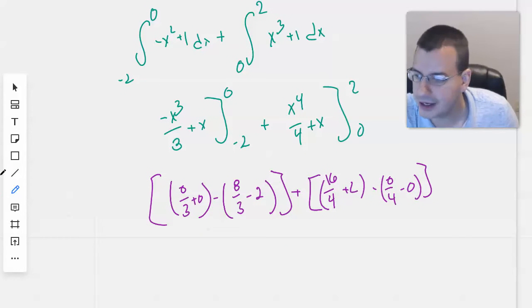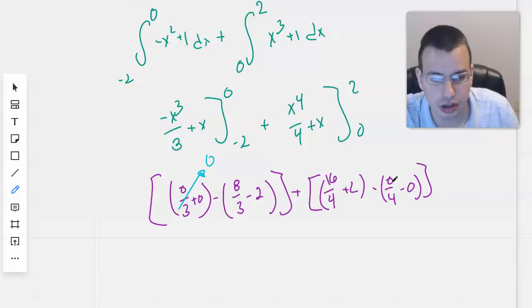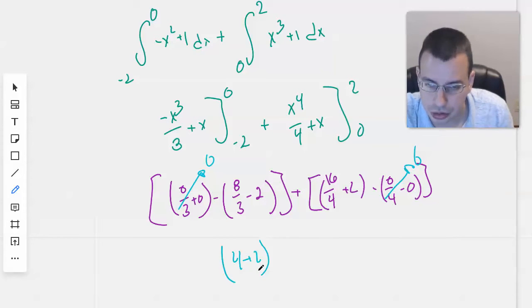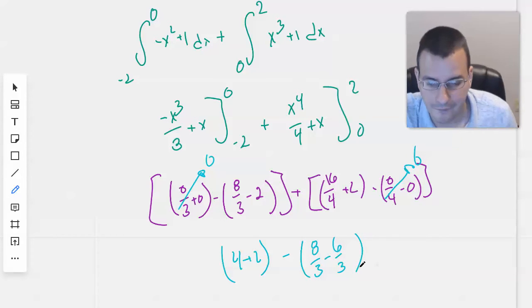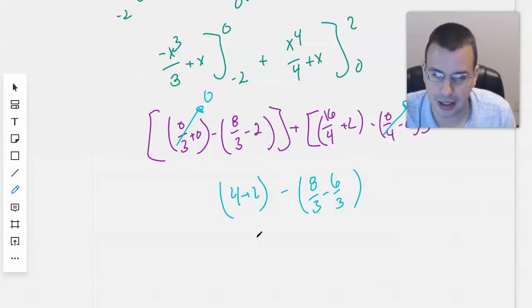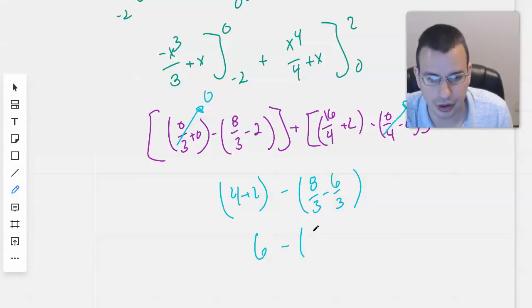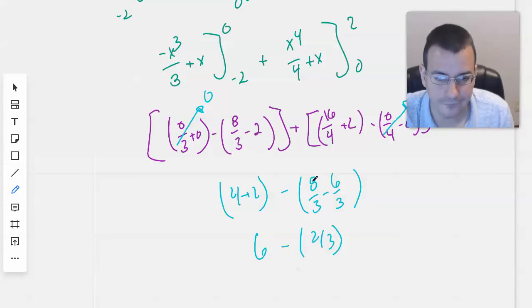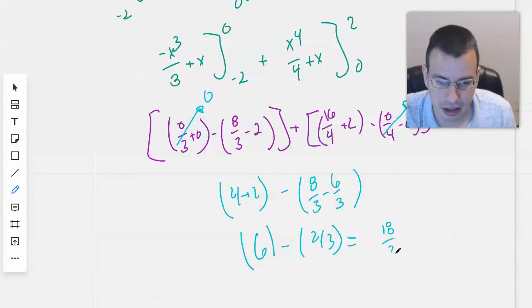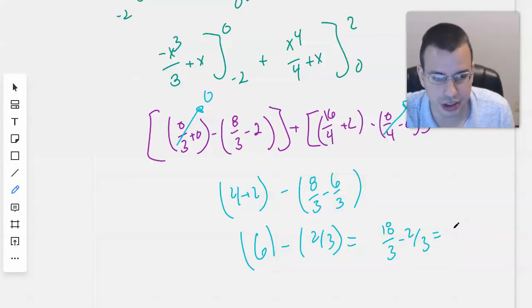Okay? Do some simplifications. 4 plus 2 minus 8 thirds minus 6 thirds. Okay? Let's see, there's 2 thirds left over. Yep. And then this will be 18 thirds minus 2 thirds equals 16 thirds.